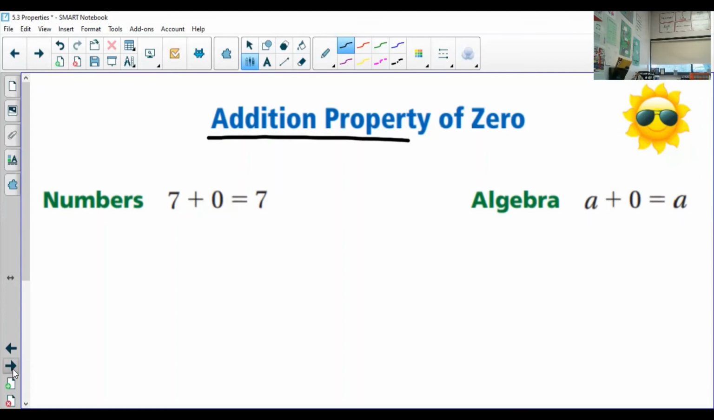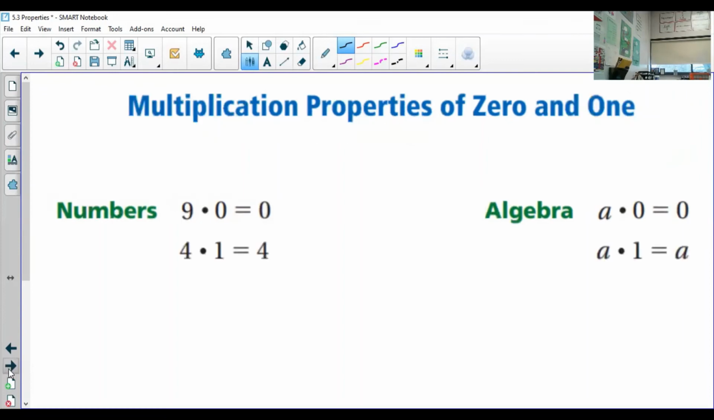So let's see here. The next one is the multiplication properties. There are two. There's one for 0 and there's one for 1. So let's think about 0. Any number, I already said it, but just review. Any number multiplied by 0 is 0, which is the same if it's an algebra. And then any number times 1 is that same number.